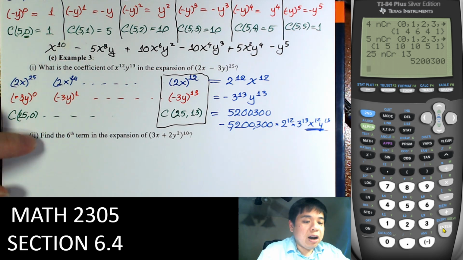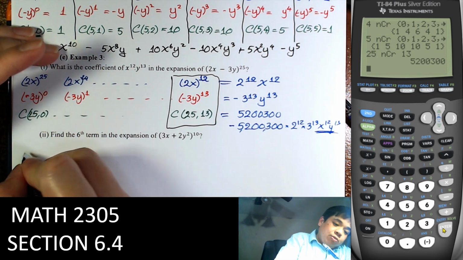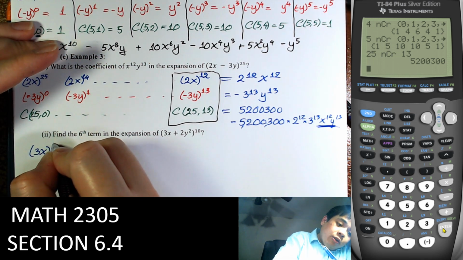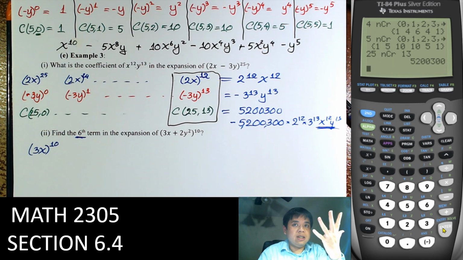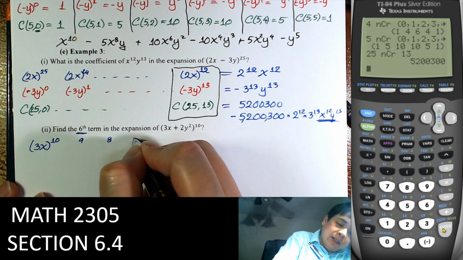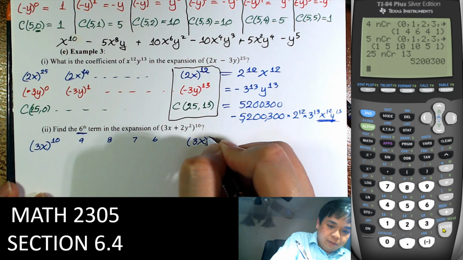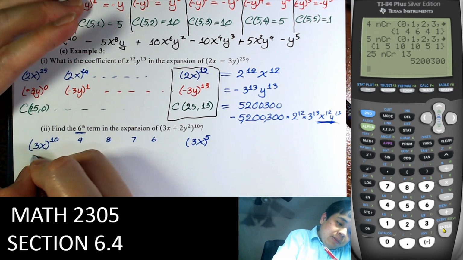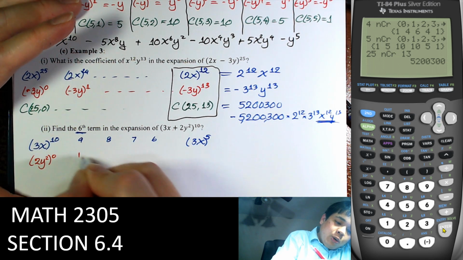Next, find the sixth term in the expansion of (3x + 2y squared) to the 10. So 3x has decreasing power from 10, and we count the sixth term. So 10, 9, 8, 7, 6, the fifth power. So we focus on this particular column. And then the second term, positive, is 2y squared, starting from 0, 1, 2, 3, 4.